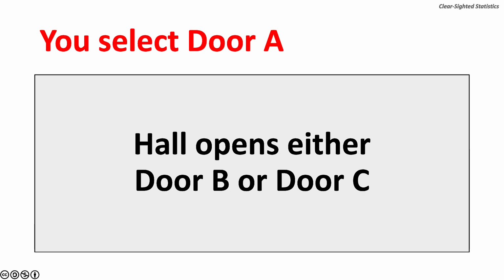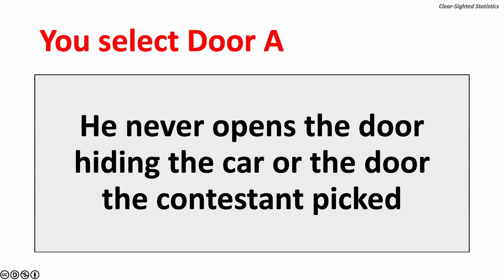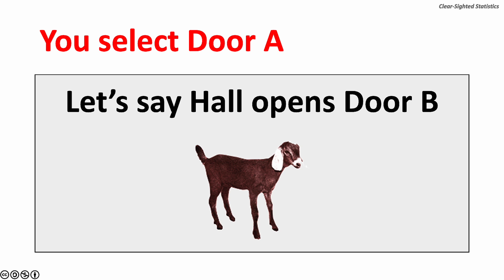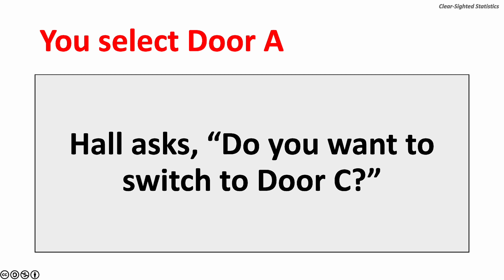Hall responds by opening either door B or C. He never opens the door hiding the car or the door a contestant picked. Let's say he opens door B and a goat is revealed. The car, therefore, could be behind either door A, which you picked, or door C. Hall asks, "Do you want to switch to door C?"